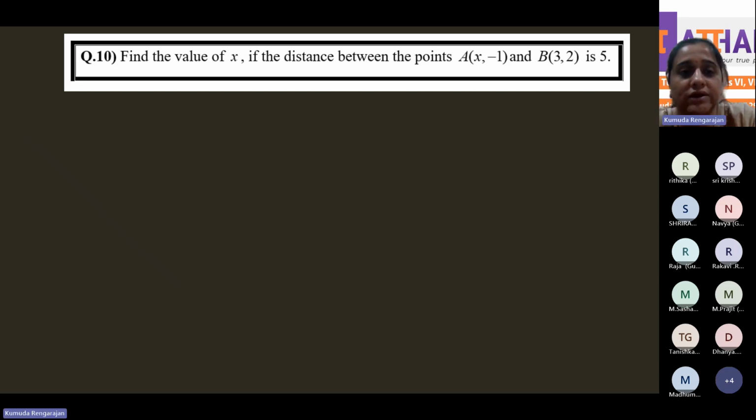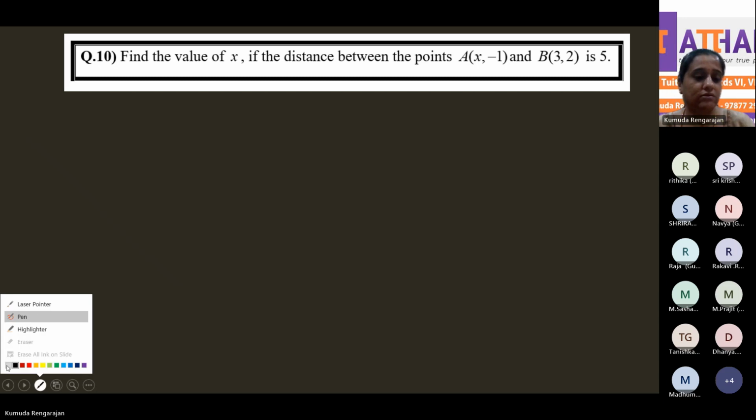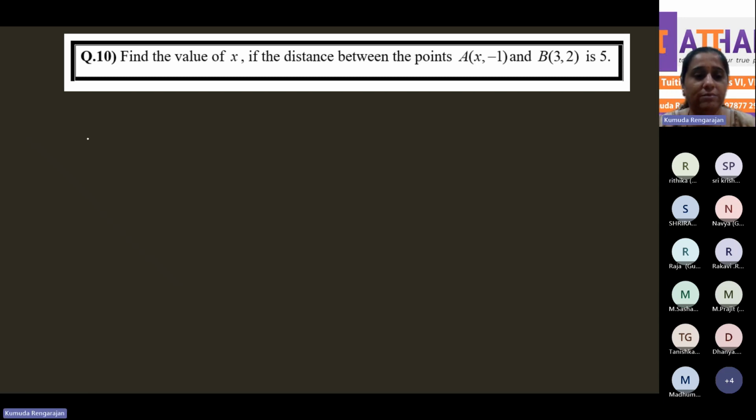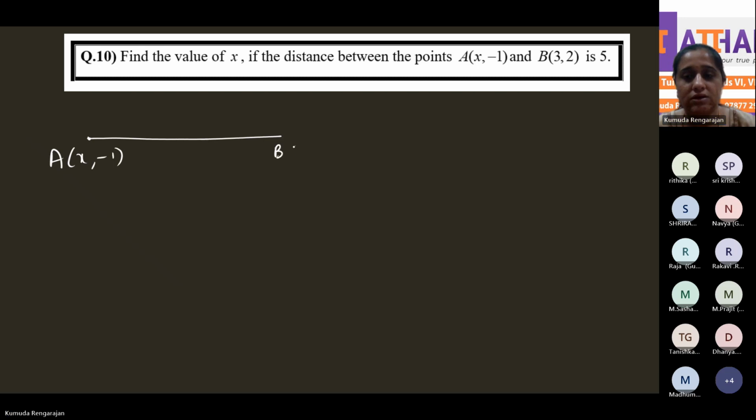So here the question is, find the value of x if the distance between the points A and B is 5. So let's represent the information diagrammatically. A is (x, 1), B is (3, 2). And the distance between A and B, that is the length of the line segment AB, is 5 units.